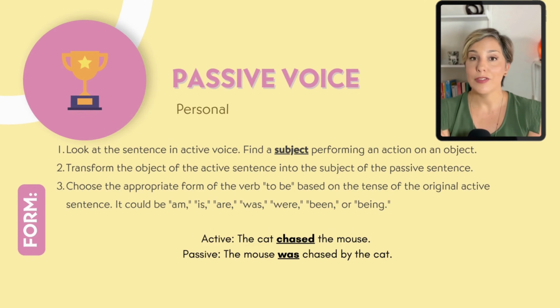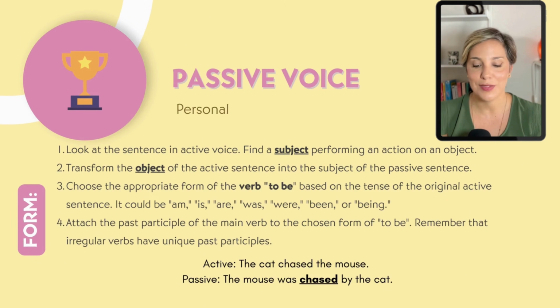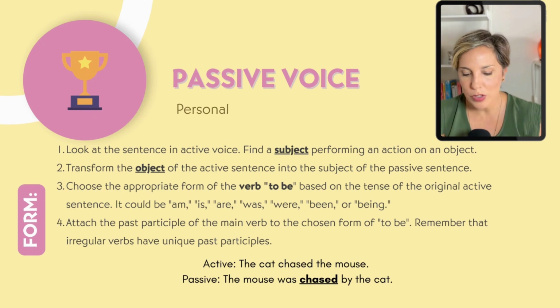And then after the verb to be, I'm going to attach the past participle of the main verb in the active sentence. So because the main verb was to chase, I'm going to put chased, because it's a regular verb, right after the verb to be in the passive sentence. That's why I'm going to say the mouse was chased by the cat.